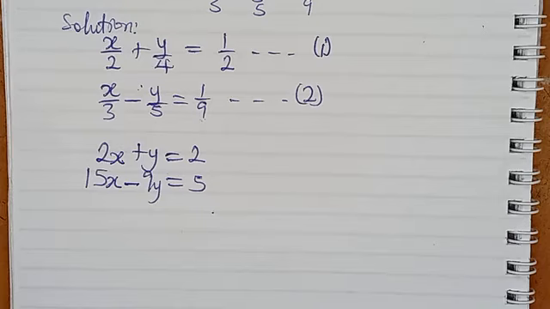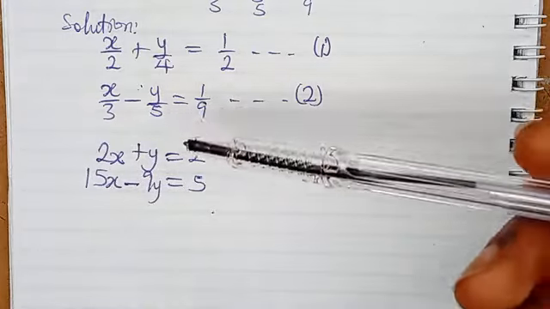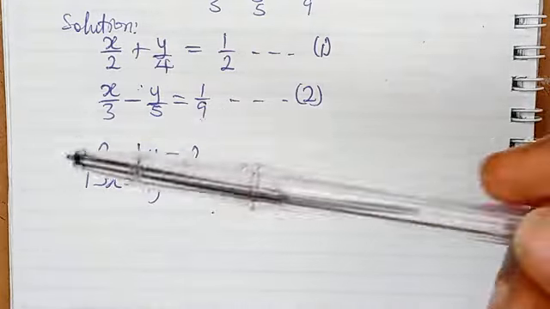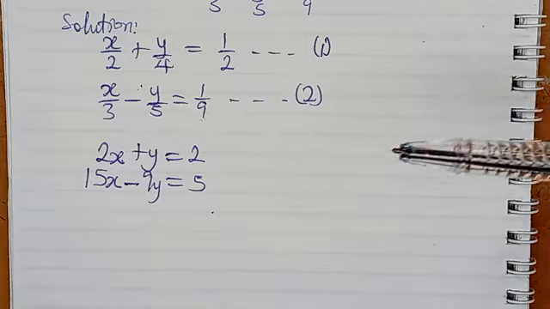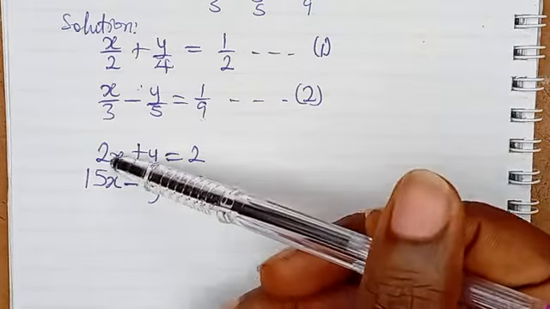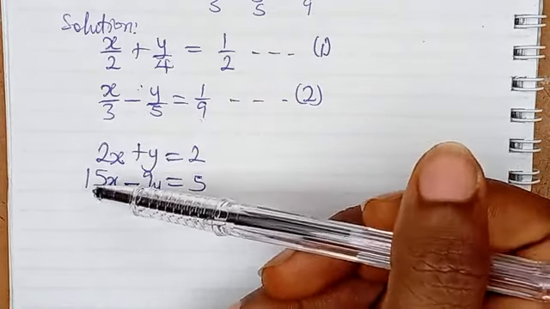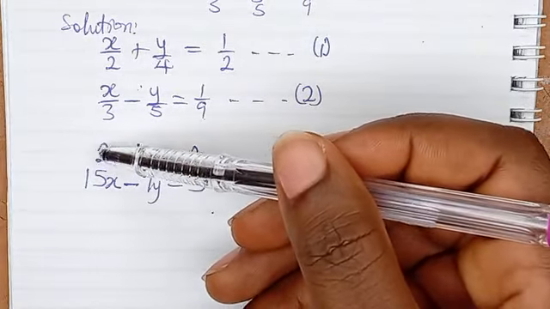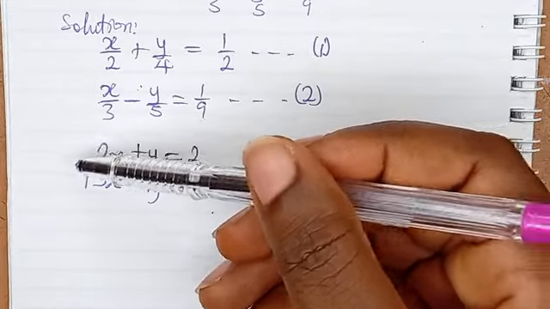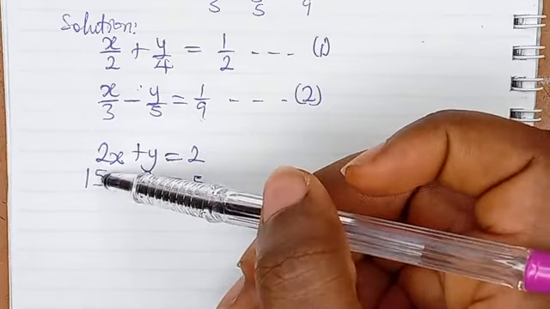Now, the normal way we know how to solve is to look at the coefficients of the variables and see if any of them is equal. If none of them is equal, we are going to equate any one of them. What do we mean by that? When we look at the coefficients of x, 2 is not equal to 15. So, to equate them, we can say 15 times this equation. So that's 15 times 2 is 30. And then 2 times this equation, giving us 30.